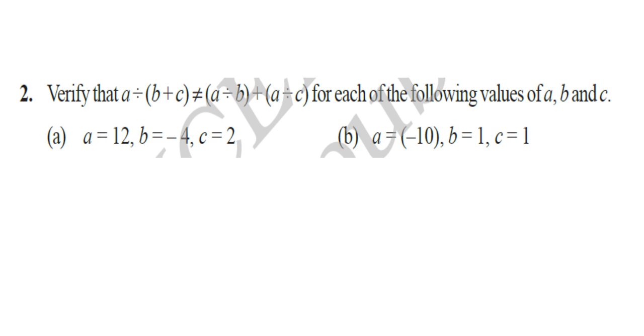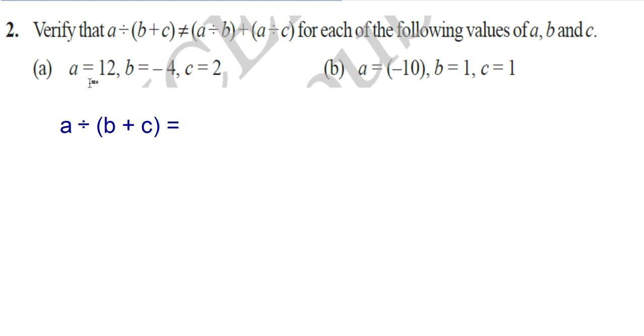Here is the second question. Verify that a divided by b plus c is not equal to a divided by b plus a divided by c for each of the following values of a, b and c. A is equal to 12, b is equal to negative 4, c is equal to 2. And a is equal to negative 10, b is equal to 1, c is equal to 1. Let us check the first question.